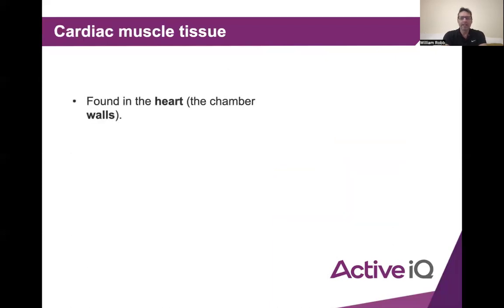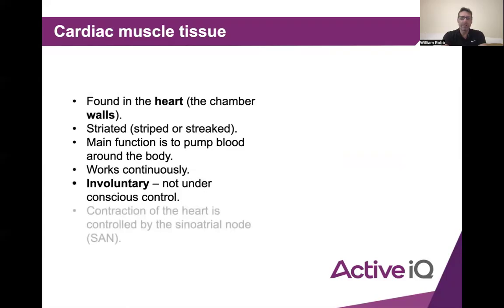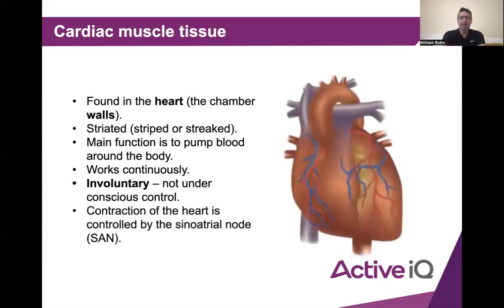Let's look now at cardiac muscle. Okay, it's found in the heart, the chamber walls in the heart. It's striated, meaning it's striped or streaked, so the muscle fibers are running in straight lines. The main function is to pump blood around the body. It works continuously. It's involuntary, meaning I do not tell my heart when to beat or when not to beat. It happens automatically. It's involuntary, not under conscious control.